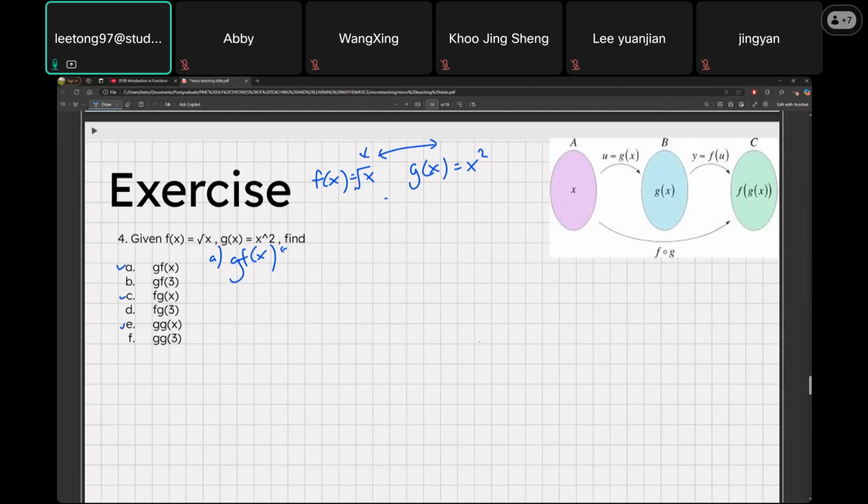So we'll look at this first. Gfx, what is fx? Square root x. So g of square root of x. Fx is square root of x. So square root of x will be the object of your function g. Function g is x squared. So you substitute square root x into this x. It's square root x power of 2, which cancel each other, you get x. So gfx is x.